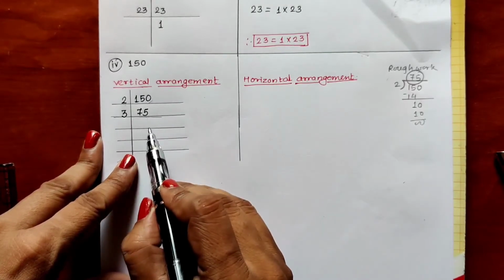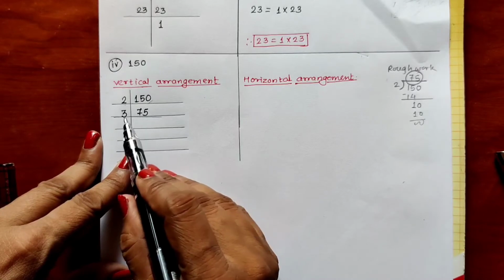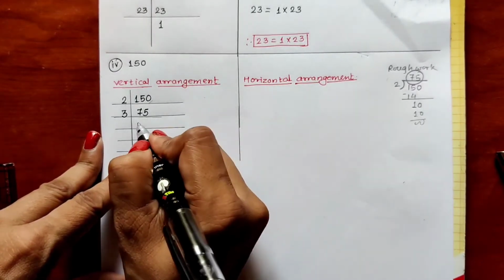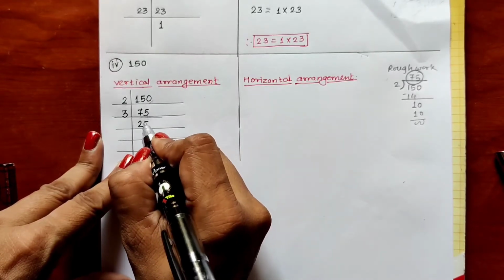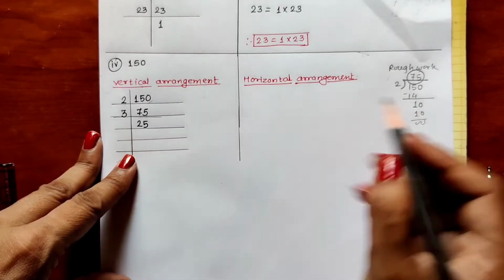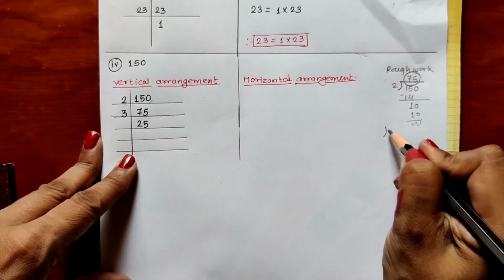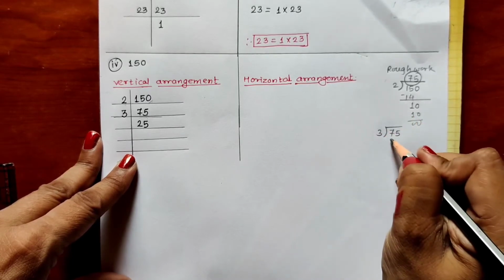Now let us find out the second factor by dividing it by 3. So 75 divided by 3. 3 2s are 6. 1 remaining. This 5 means 15. 3 5s are 15. So again, if you don't know how to do it orally, you can do in rough work like this. 75 divided by 3. 3 2s are 6.